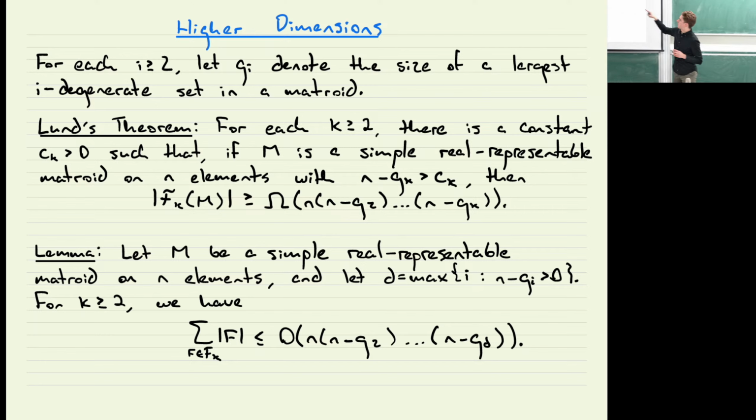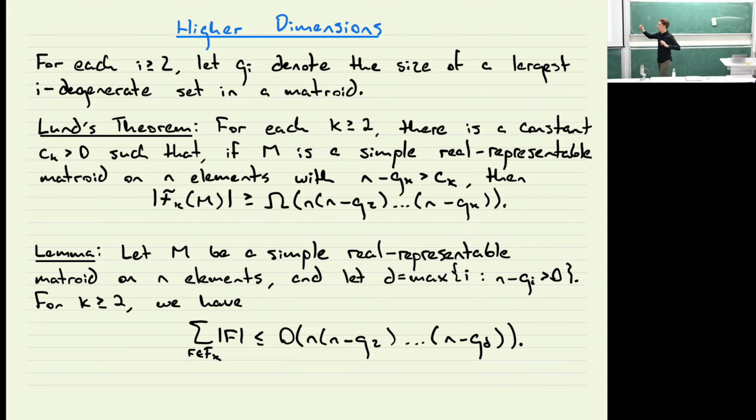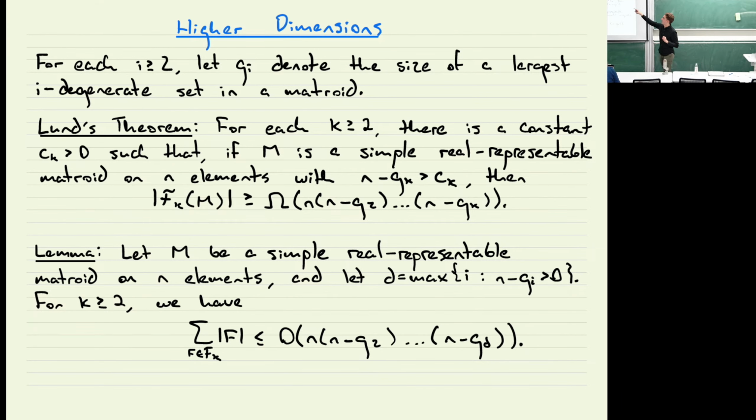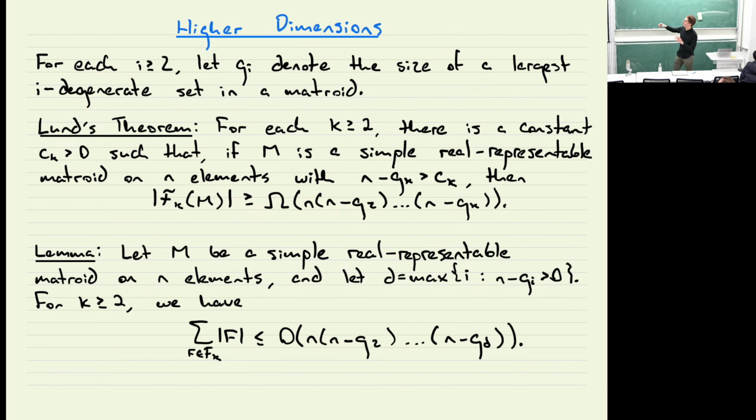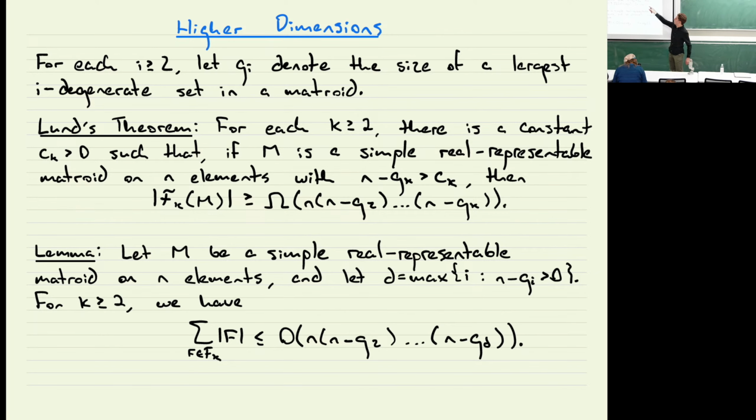The reason for this is this constant c_k. Basically, take the largest possible rank of a k-degenerate set, and then bump up that rank by c_k, and then that matroid cannot possibly be k-degenerate, but it also has at least c_k points outside of its k-degenerate sets. So that tells you that when you have really high rank, you get this good estimate of Ben's.